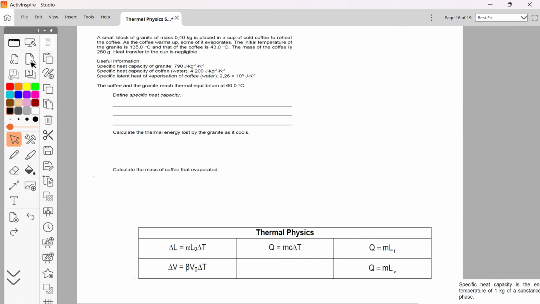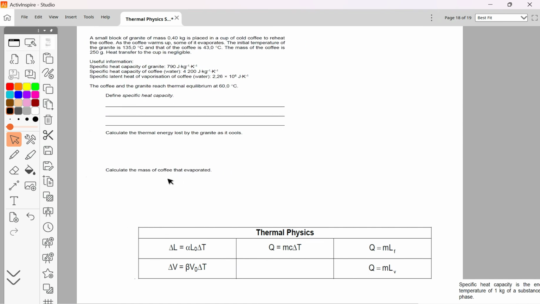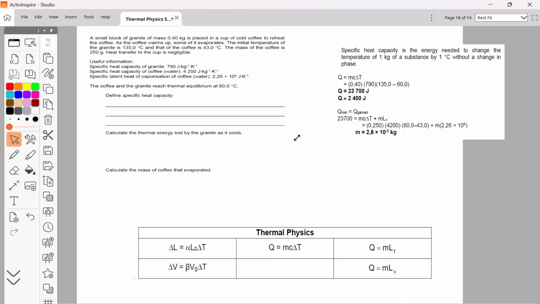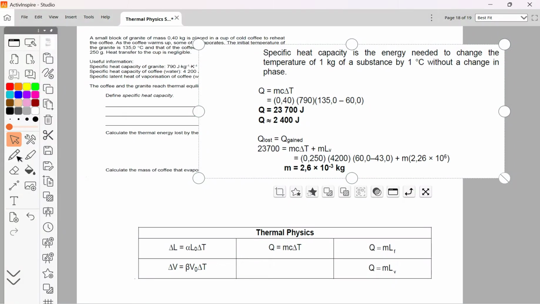This was the one from the past paper last year or the year before, I'm not sure, where they asked for the mass of the coffee that evaporated, but exactly the same thing. A block of granite was inserted into a cup of coffee and some of it evaporated. So now we're going to use, I've got the answer here, so I'm just going to talk through it quickly. You should have paused. You can still pause and do it first, but here we go.